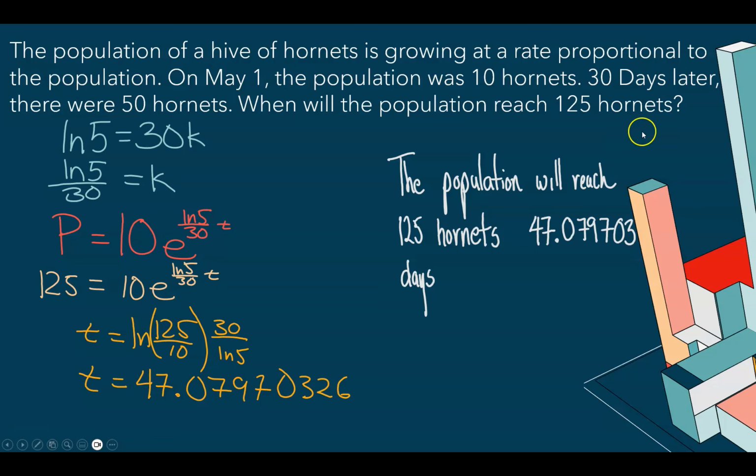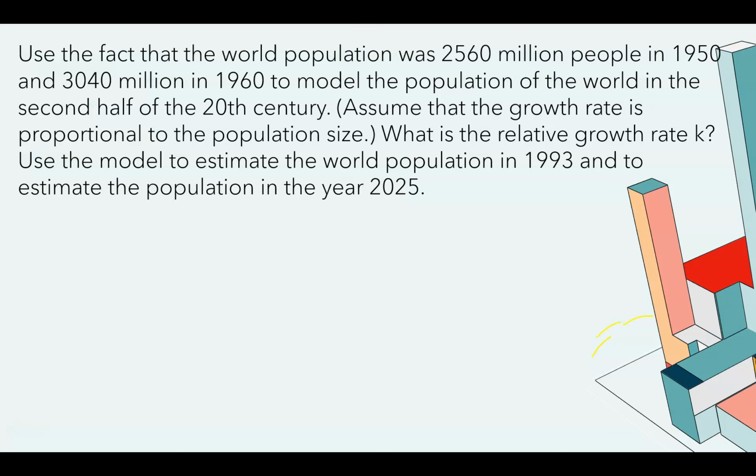But realize, it's already been 30 days since the simulation started, 30 days after May 1st. What does this 47 mean? Is that 47 days after the 30 days? Well, no, because we just defined the time as starting at May 1st. So this means 47 days after May 1st. We want to include that frame of reference. All right, so I think we're done there.